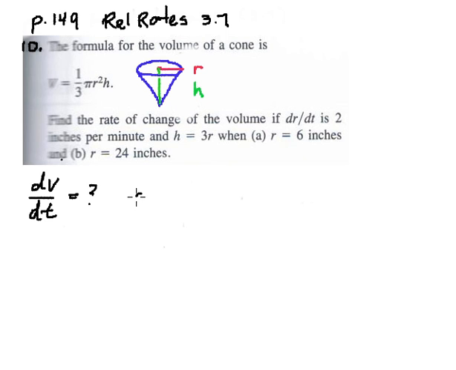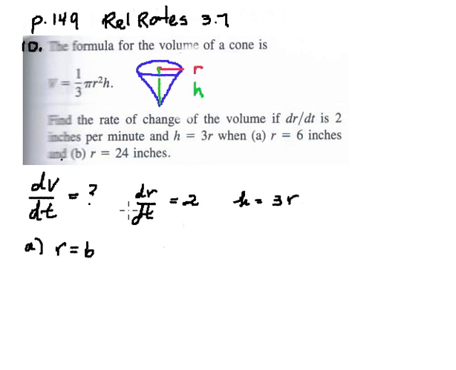And we're told that dr/dt is 2, so the radius is increasing. It's expanding, getting wider, the cone is getting wider. The radius is increasing at 2 inches per minute. And we have a relationship for the height when the increase takes place. The height is always 3 times the radius, so the height is also going to be increasing as the radius increases. So we want to know what dV/dt is first when r is equal to 6.